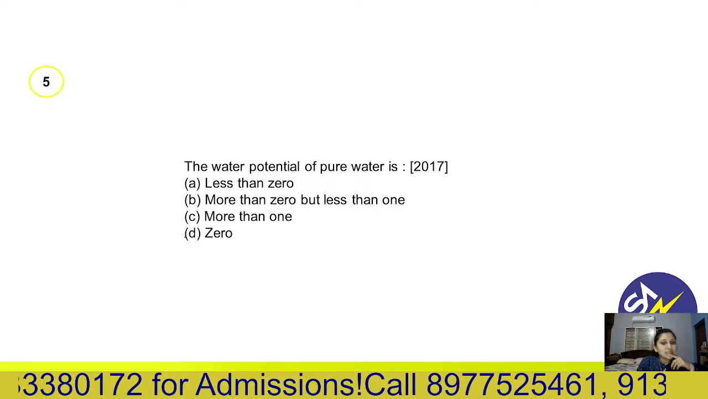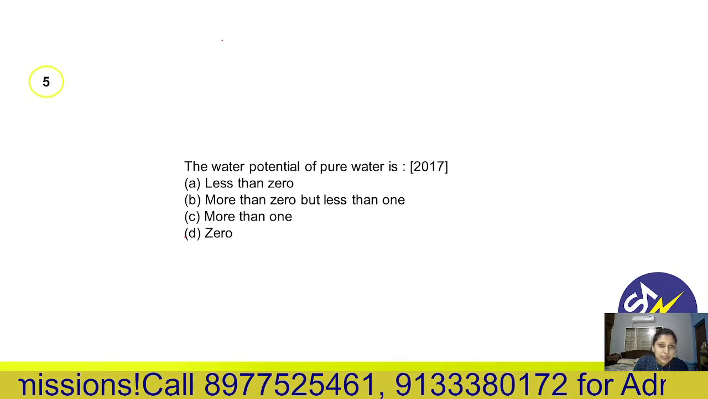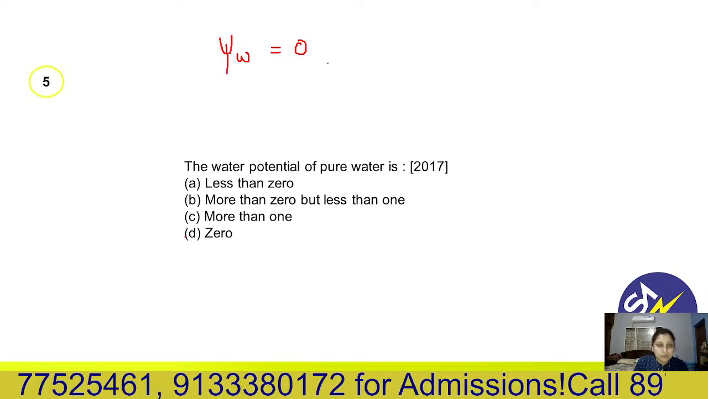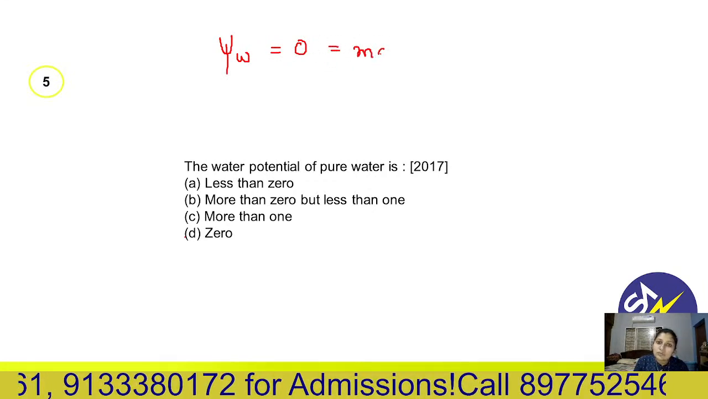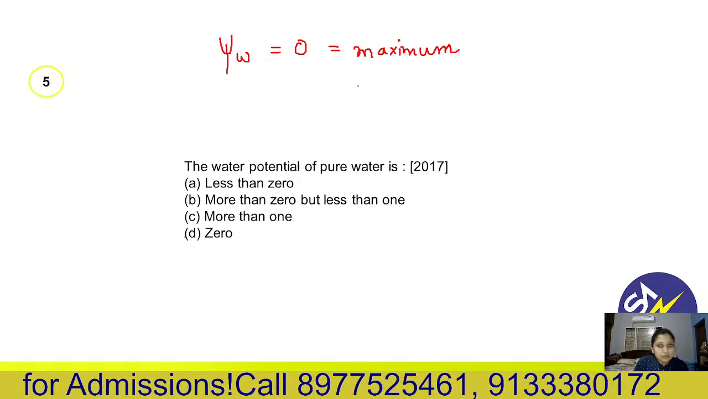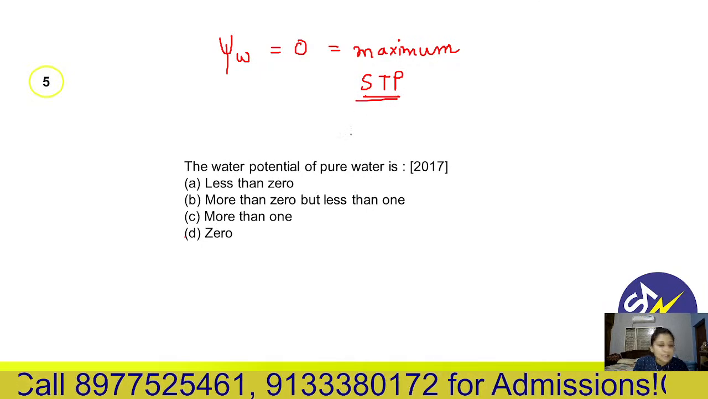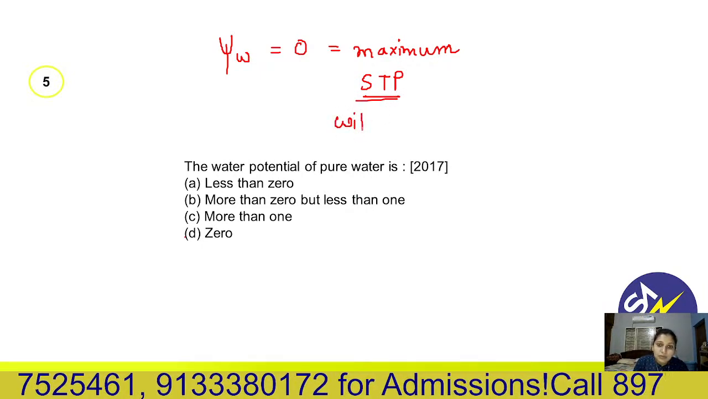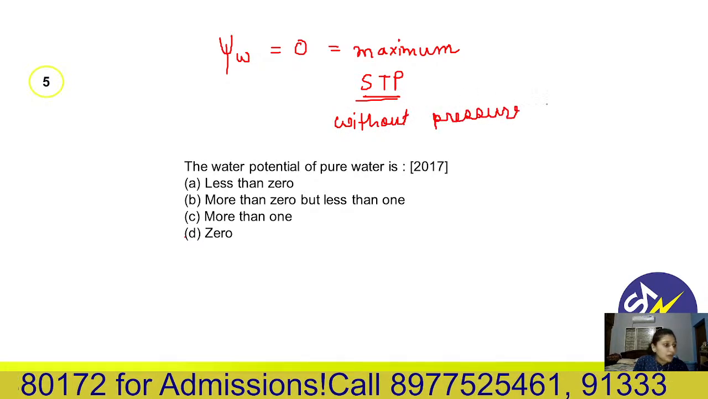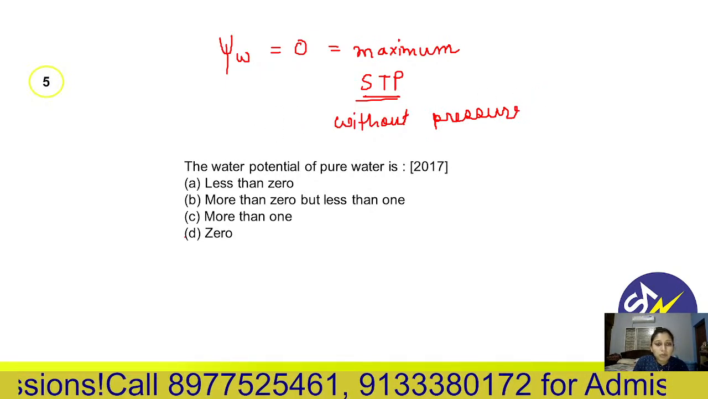Next is the water potential of pure water. Remember, the water potential of pure water, that is psi W, is always 0, which is maximum also. But this is under standard temperature and pressure. So STP condition, without any pressure. Without any pressure, the water potential of pure water is 0.